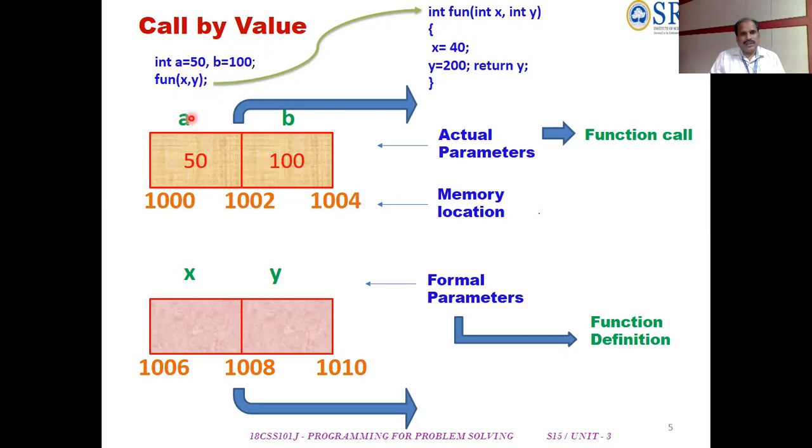But first it makes a copy. This copied value is assigned to the variables x and y respectively. For the memory locations, say 1000 and 2000 for a and b. Here there are two different formal arguments, one is x and the other is y. So what are their memory locations? Separate memory locations are assigned for the actual as well as the formal arguments, here 1006, 1008, 1010.